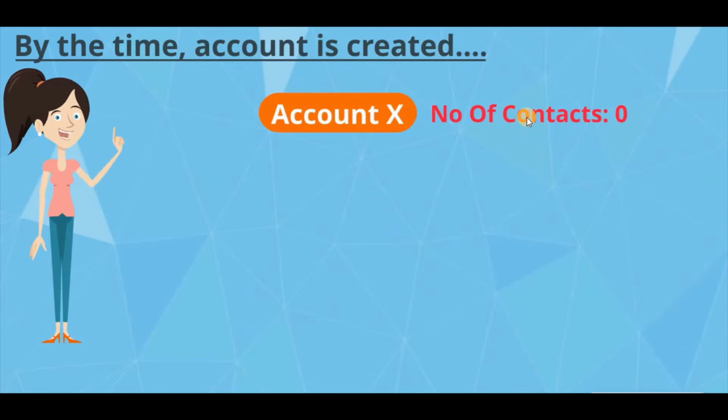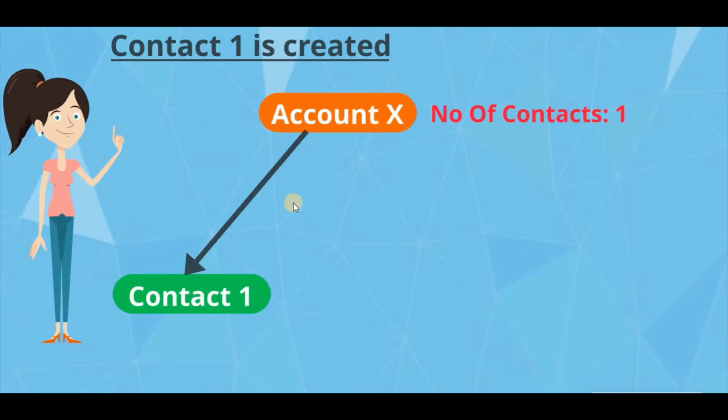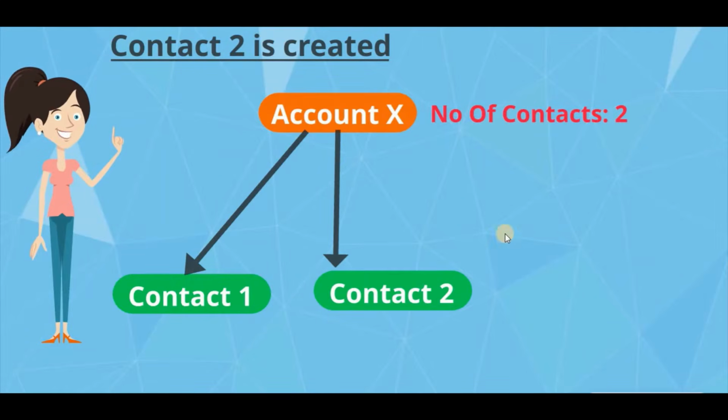Let's begin. Let's understand the implementation here. So we have the account object, right? We'll create a custom field called number of contacts to find the total number of contacts. By the time account X is created, there will not be any contacts, so we really don't need to update the value on the number of contacts field. However, whenever a contact is created, in this case contact 1, we need to update the total number of contacts to 1 on this particular account record. In the same way, whenever contact 2 is created, the value has to be updated again, saying that number of contacts has to be 2 now on the account record.